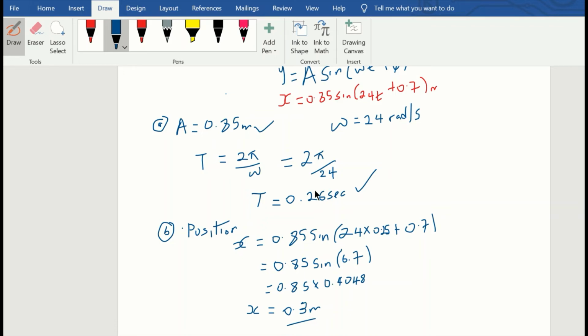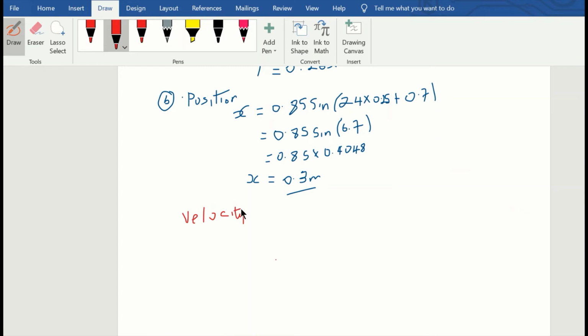The next thing again, we are asked to find the velocity. We are given the formula for velocity. It's V equal to the amplitude times the angular frequency times cos of omega t plus the phase constant. So what we do now is put in the values. My amplitude becomes 0.85 times the angular frequency, which is 24, times cos of omega, which is 24, times the time, 0.25, plus the phase constant, 0.7.